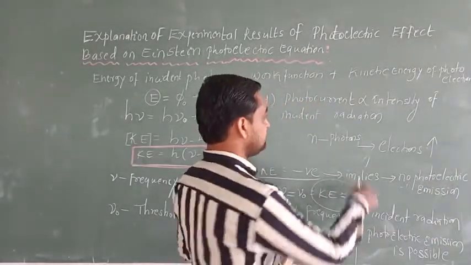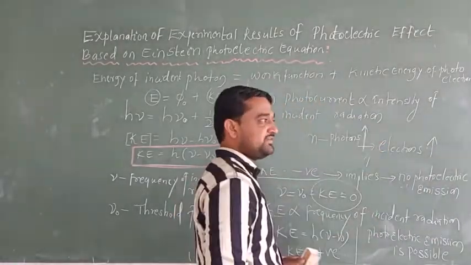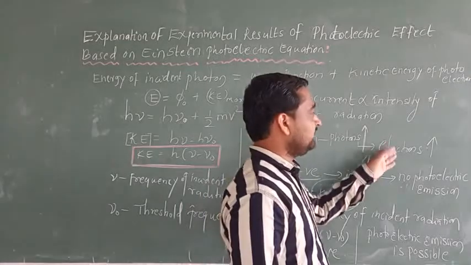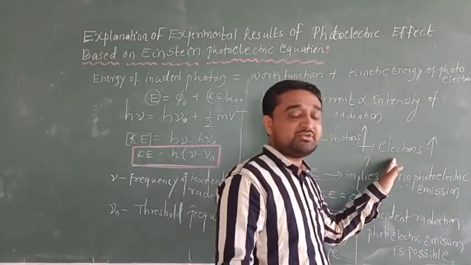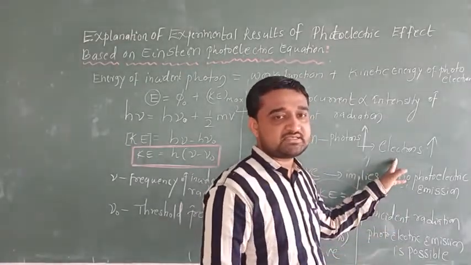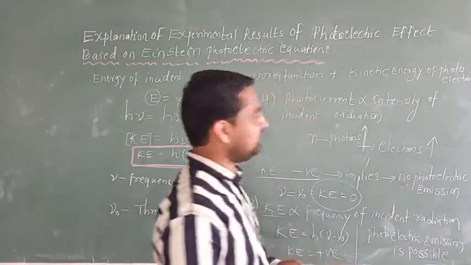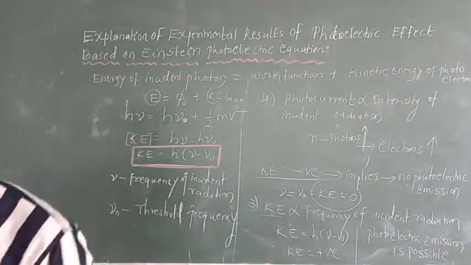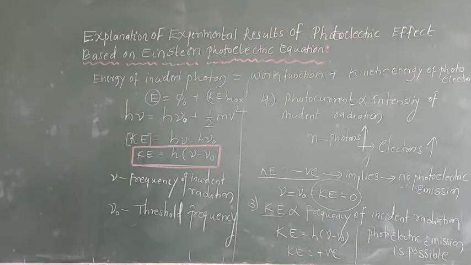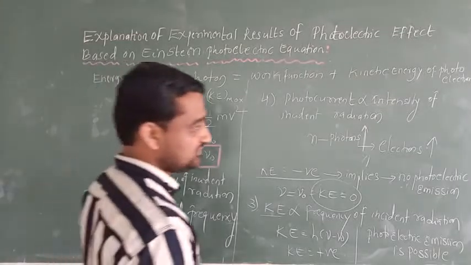Right? As the number of photons incident on the metal surface increases, that means what? More free electrons inside the metal take those photons and they are ejected. So as more photoelectrons are coming out of the metal surface, that indicates what? The photoelectric current also increases. So the photoelectric current increases because of this, with increasing the intensity of radiation.